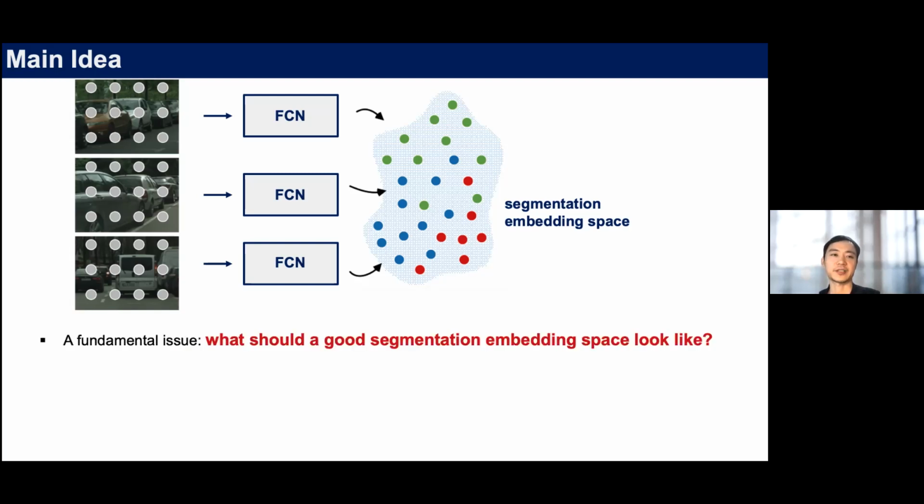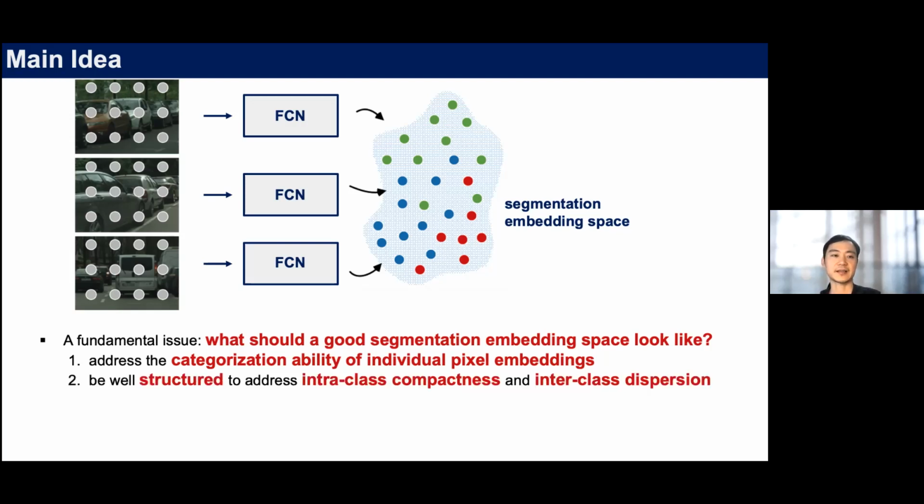But what should a good segmentation embedding space look like? We think that it should at least meet 2 points. First, it should address the categorization ability of individual pixel embedding. That is, given a feature of one pixel, we are able to predict its correct label. This is actually the thing that the cross entropy loss is doing. Second, it should be well structured to address intra-class compactness and inter-class separation. However, this is mostly ignored in the literature.